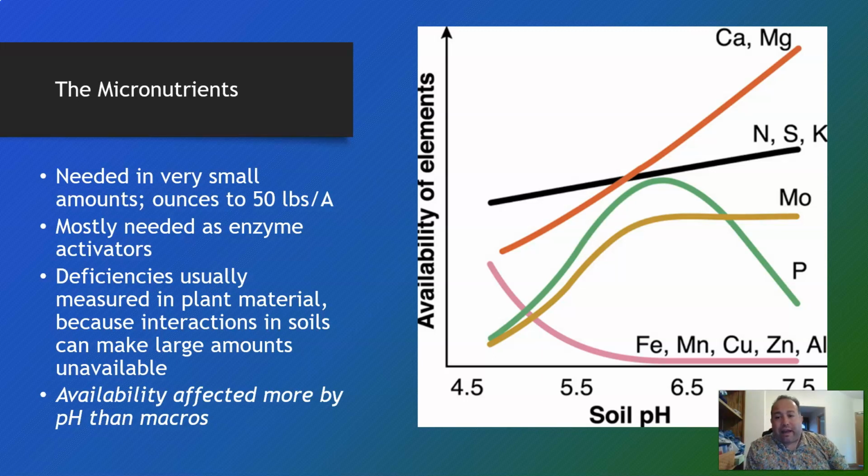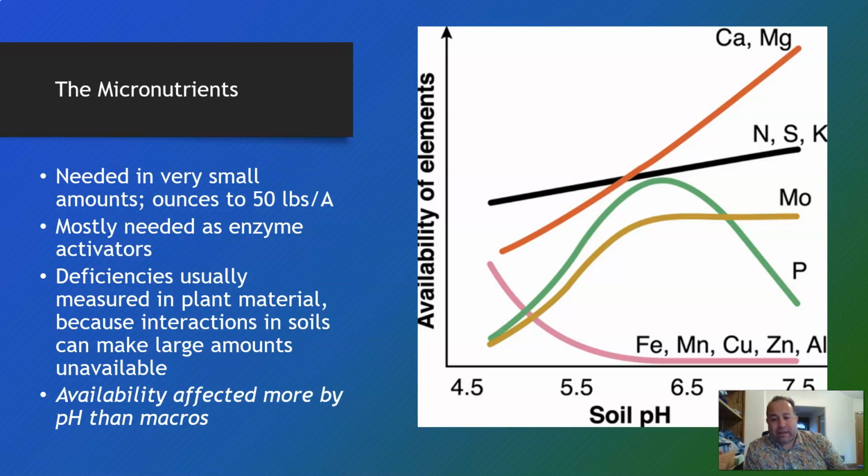Nitrogen, sulfur, and potassium, as soil pH goes up, they're also pretty much okay with that. But then you look at the majority of our micronutrients, so iron, manganese, copper, zinc, aluminum, and you see those just drop off as the soil pH increases. So they're really affected by the pH of the soil. So it's really important to get the right pH.